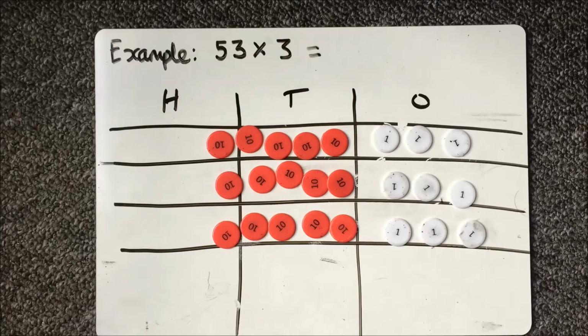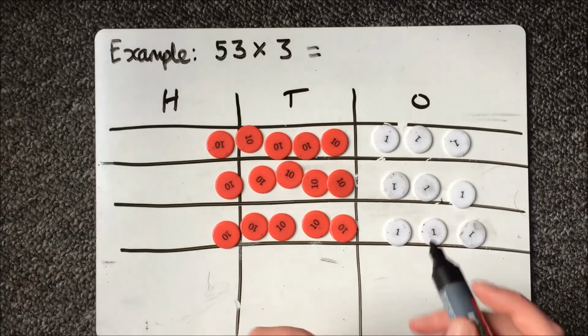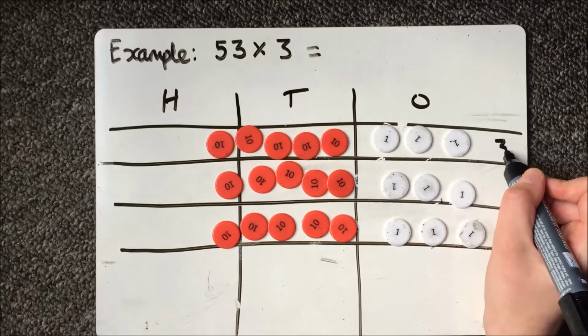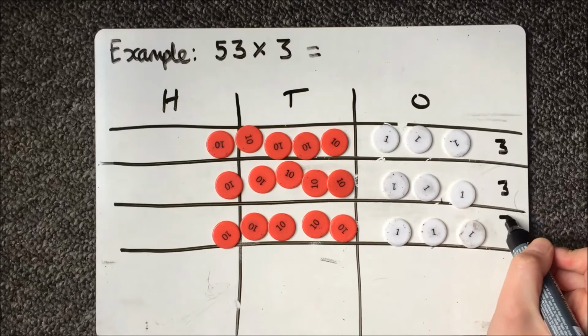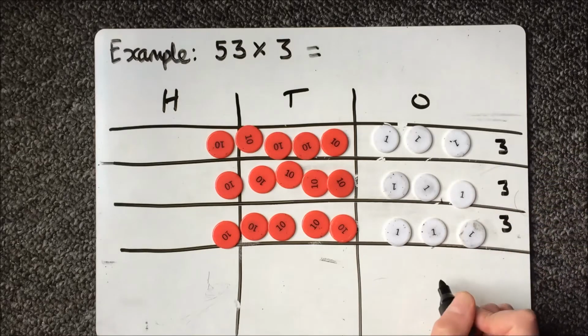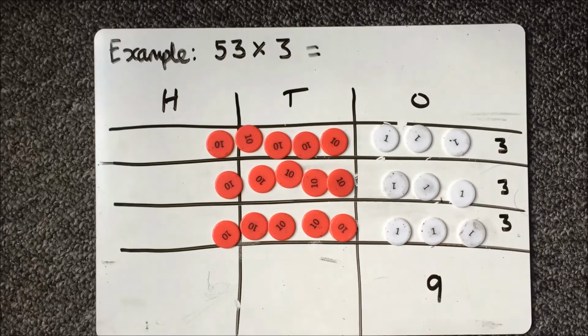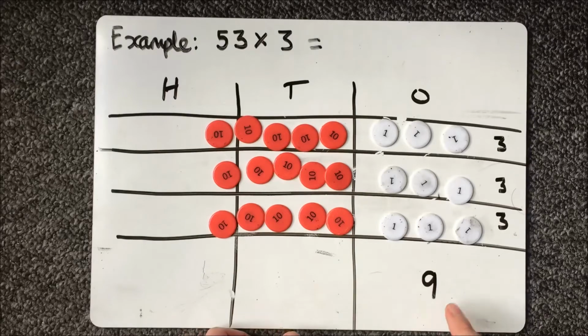Okay, then same as yesterday, which ones do we go to first? Our ones. We add our ones. We can count in ones, or as they've got 3 in each row, I can count in threes. 3, 6, 9. Do the ones need to be exchanged? No, I've got 9 ones. They haven't gone to 10 or more.